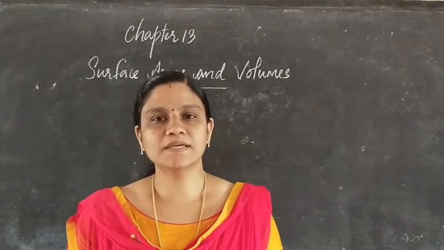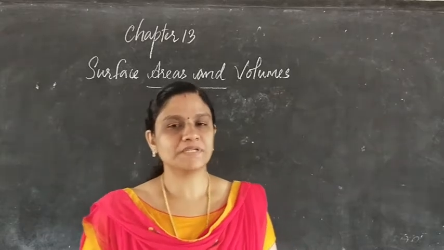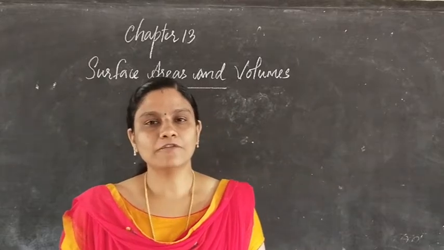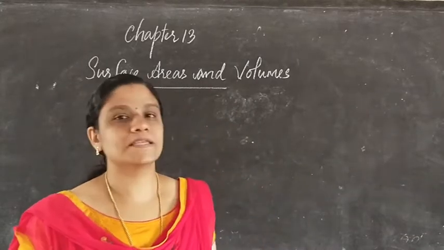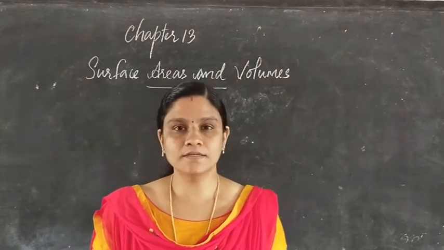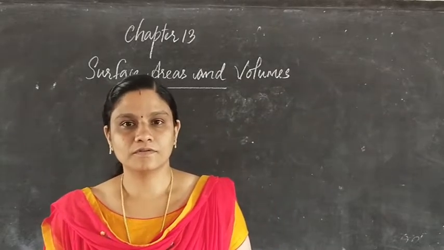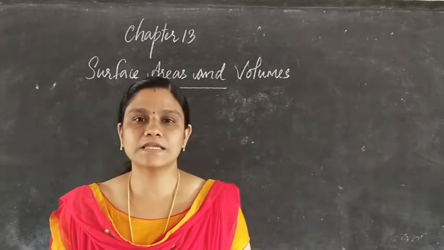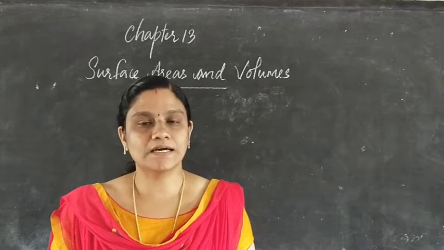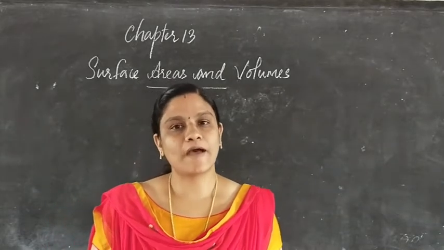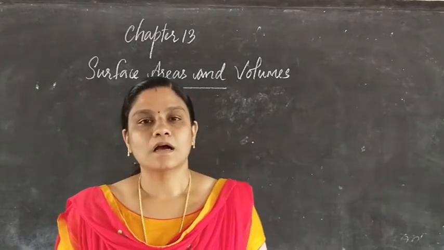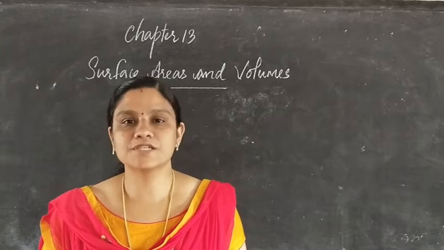Today, let us begin a new chapter, chapter 30, surface areas and volumes. You have already learnt the surface areas and volumes in your previous class, and also the derivation of formulas for finding the surface areas and volumes of different solids. This year we are going to learn how to find the surface areas of a combination of solids, and at the same time how to find the volume of a combination of solids.